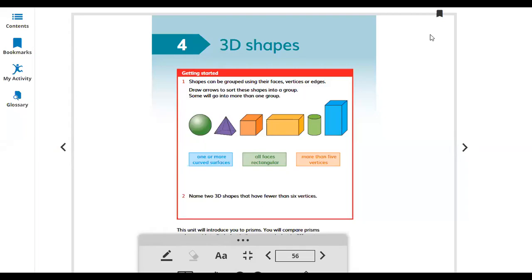Hello everyone, today I'm starting unit 4 from the learner book for math grade 3. So let's start 3D shapes getting started. Shapes can be grouped using their faces, vertex or edge. Draw arrow to sort these shapes into a group. Some will go into more than one group.